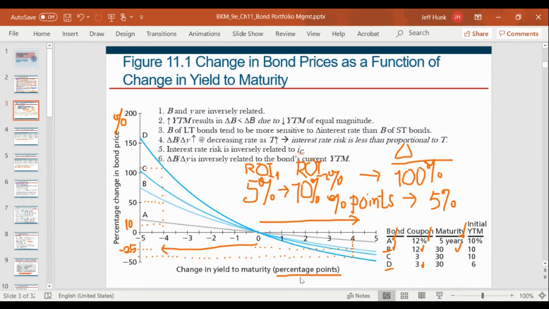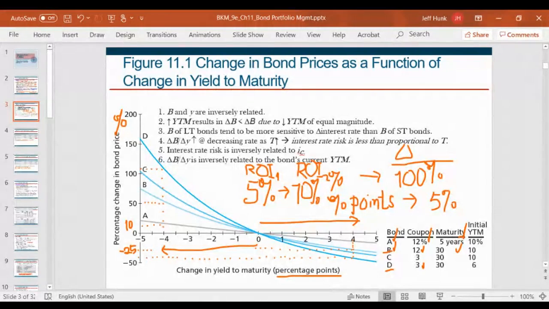So the change in yield to maturity is in percentage points. From 10%, it dropped 1%, 2%, 3%, 4%, and it went up 1%, 2%, 3%, 4%, but it's percentage points, right? Not percent. And from 5 to 10%, if it goes up, that's like 100%. Make sense? All righty. So that's it for this video.